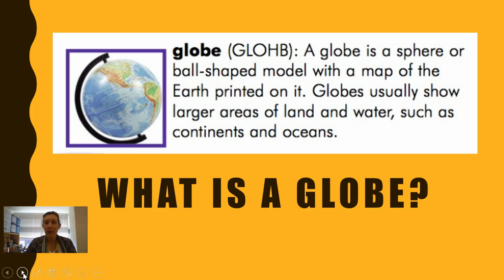What is a globe? Well, a globe is a sphere or ball-shaped model with a map of the Earth printed on it. And globes usually show larger areas of land and water, such as continents and oceans.